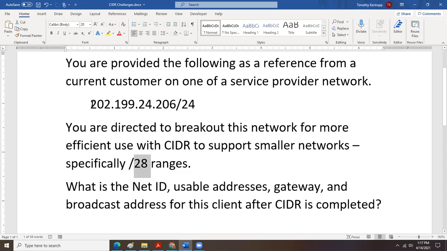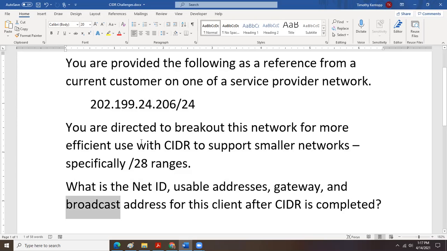And after you do that, if this customer is sitting on 206, which network ID, which usable addresses are available, what's the gateway, how do you change this user's network configuration after a CIDR method is applied, right? You might wonder, why are people so wasteful with public addresses? Because they don't understand how to use CIDR effectively. So we want to practice this.